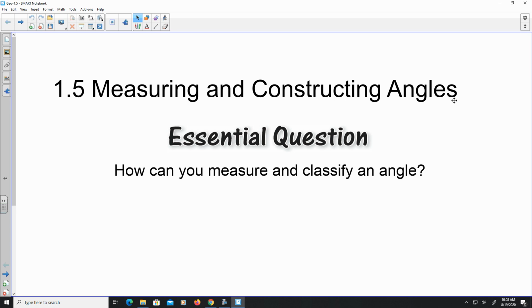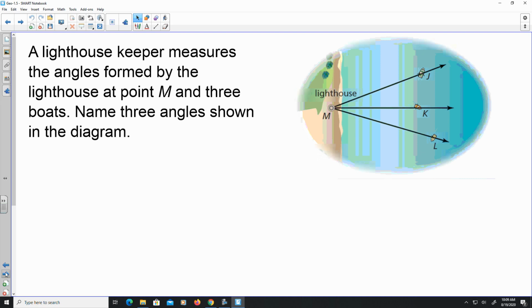In this lesson, we're looking at 1.5, where we're measuring and constructing angles. So we'll figure out how you can measure and classify angles. To start with, we're going to look at how we can name angles.